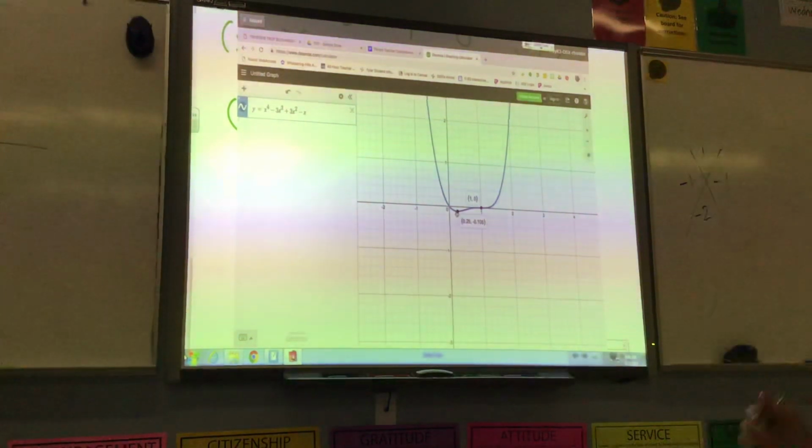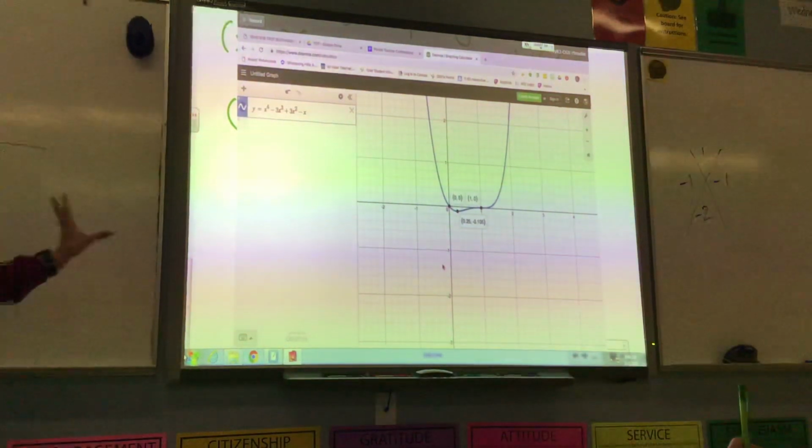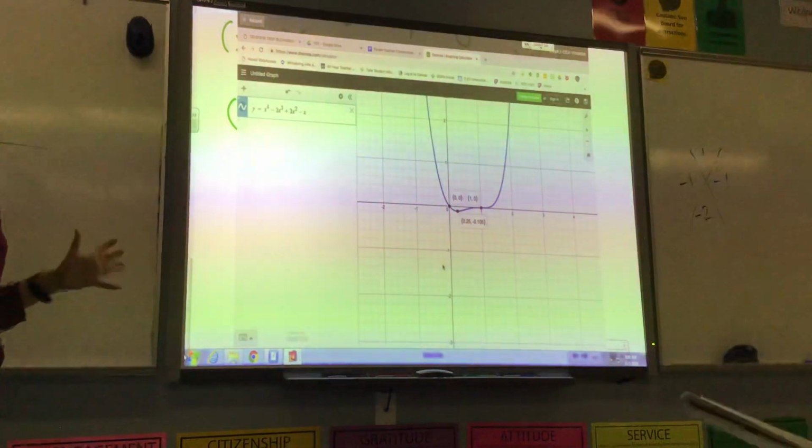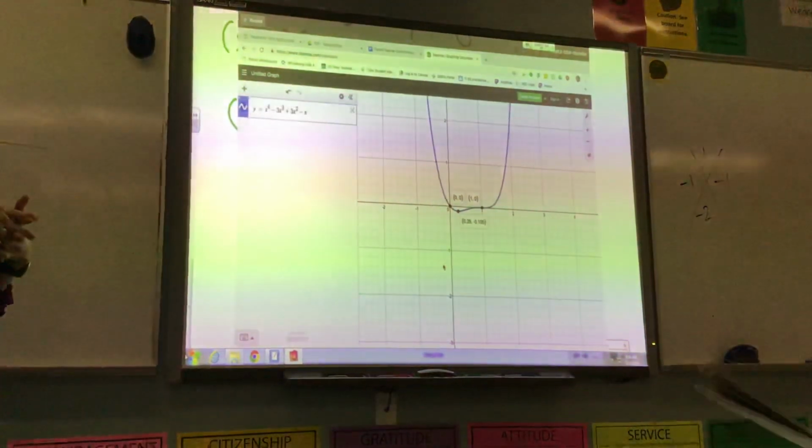0.25 is the one-fourth that we found, and that's a relative minimum. And then it also crosses at 0, which is what we found. Okay, that is everything you found. Next time you're going to graph it. Today you're just going to find it.